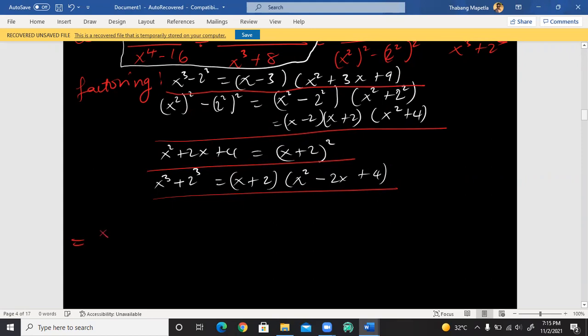So it's going to be x cubed minus 8, which is x minus 2 times x squared plus 2x plus 2 squared, which is 4, right? And then beneath, we had that x to the power 4 minus 16, which can be simplified like that. So which will be x minus 2, x plus 2, x squared plus 4.